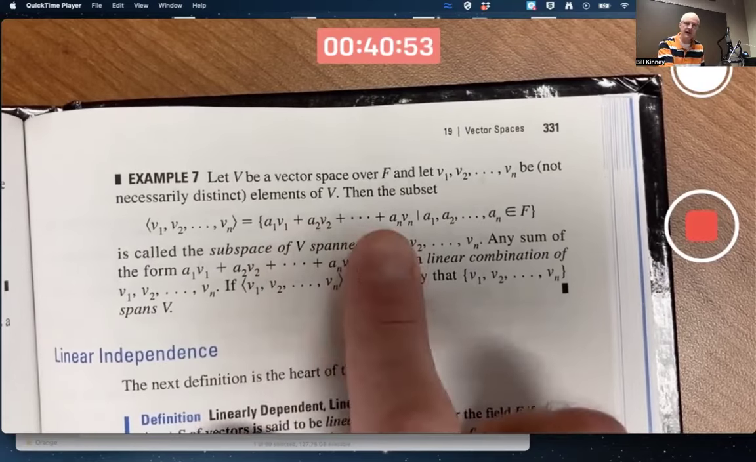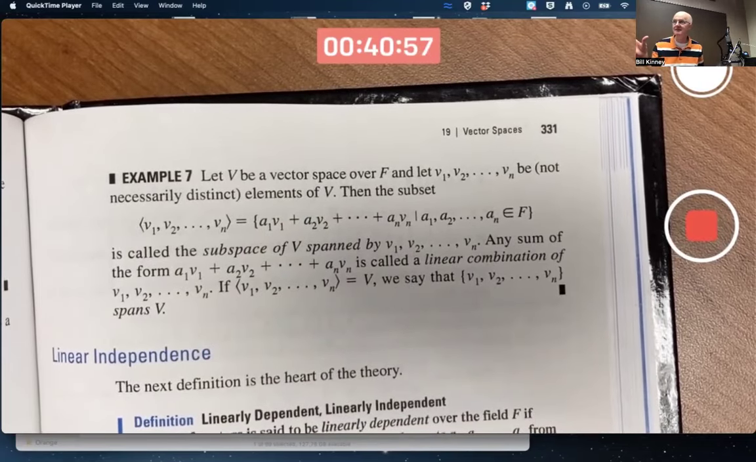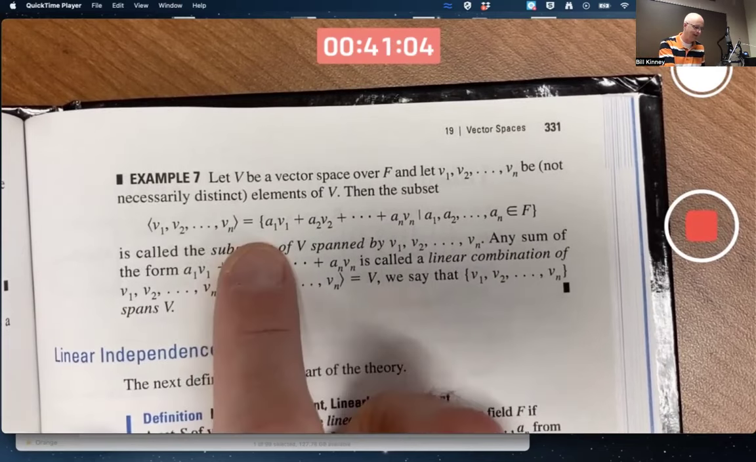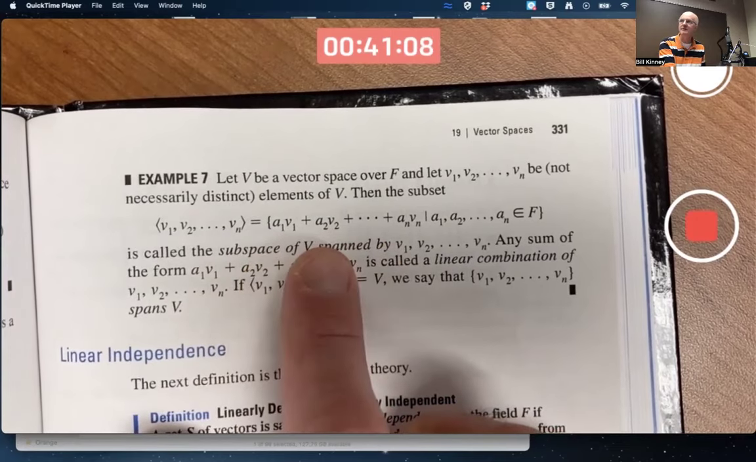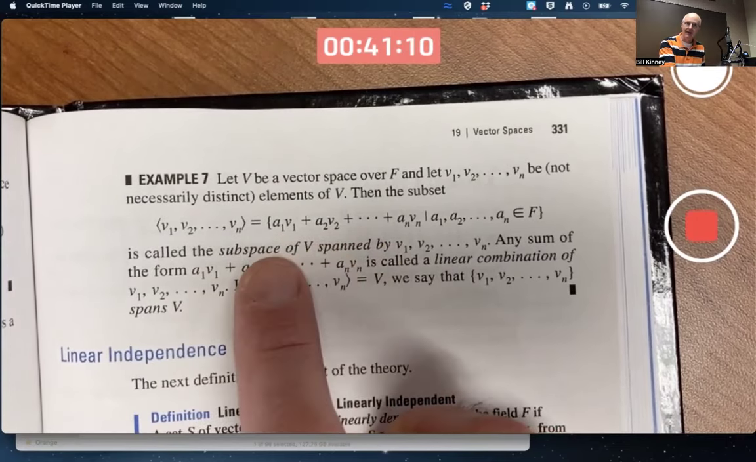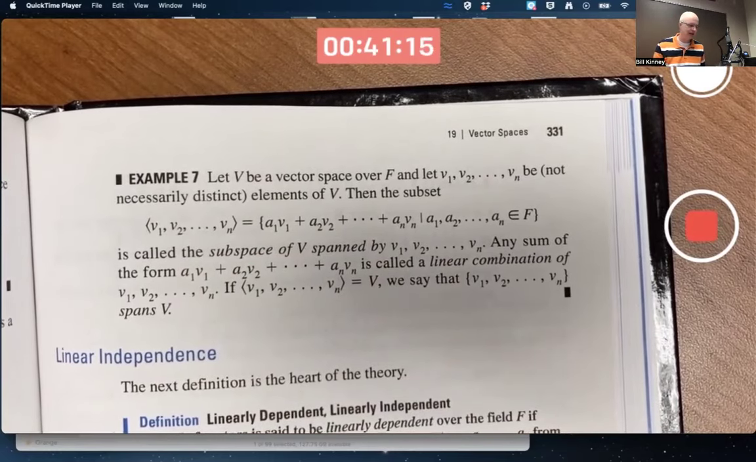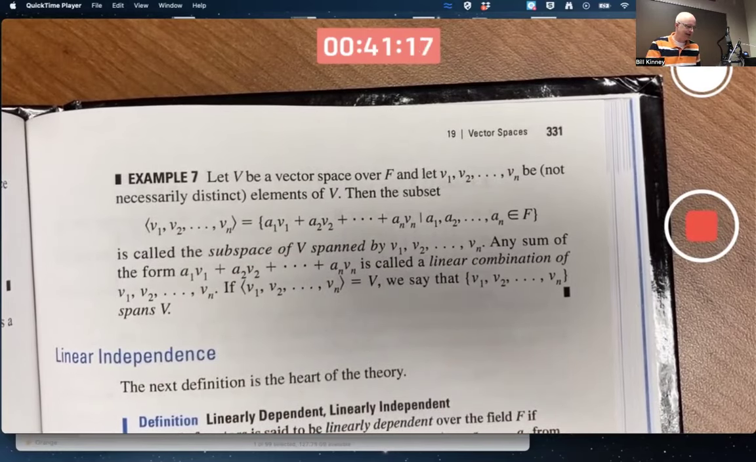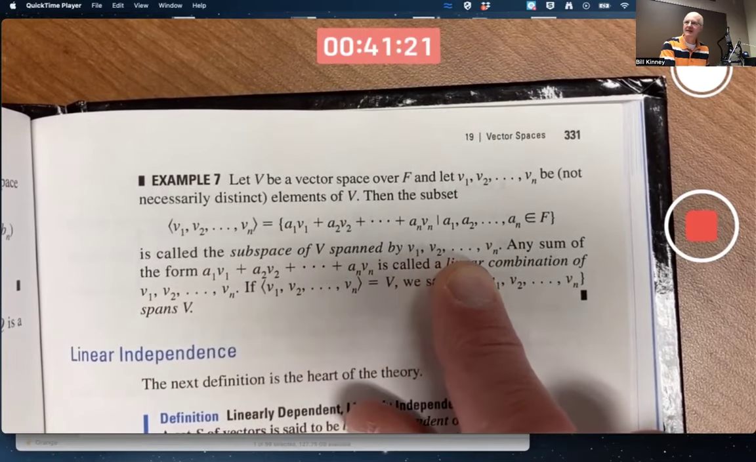But when we form this linear combination of them, it's in V, not F. A scalar times a vector is a vector. Those are all vectors. A1 times V1 is a vector. A2 times V2 is a vector. I'm adding those. That's in the vector space. Vector space has a vector addition. This is called the subspace of V spanned by the V1s through Vn.